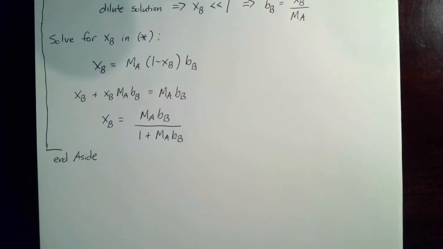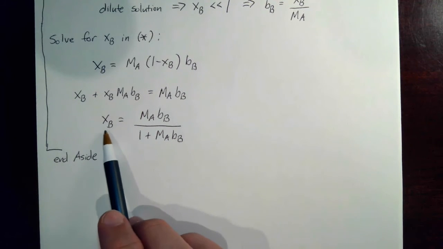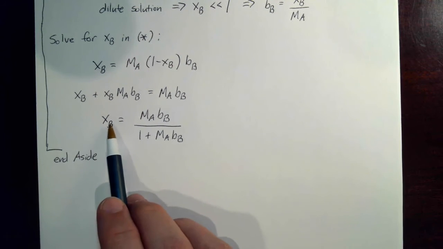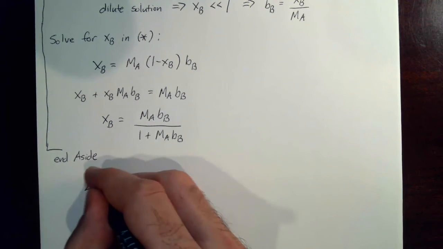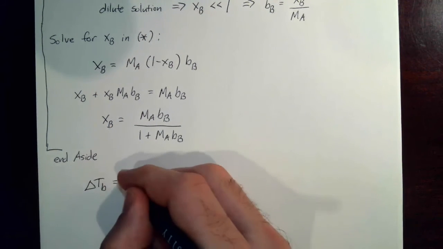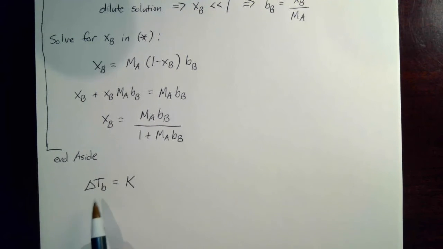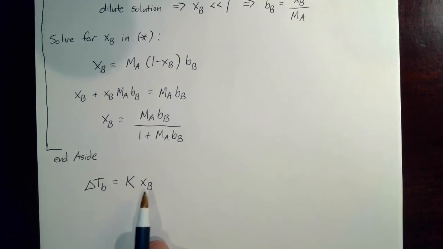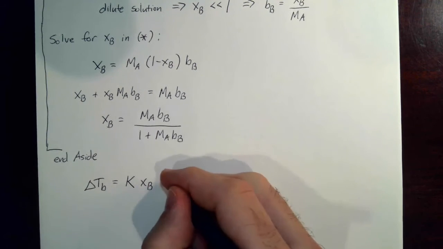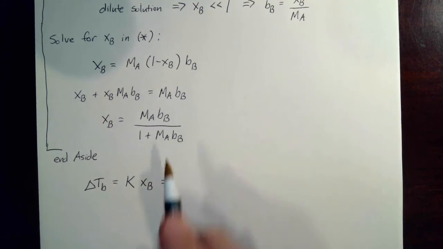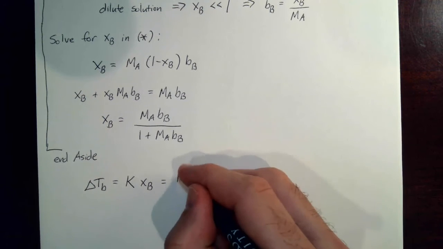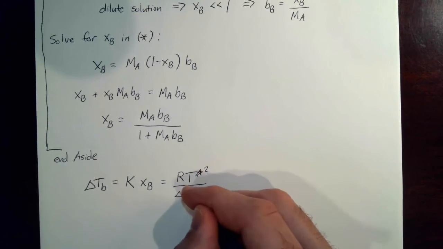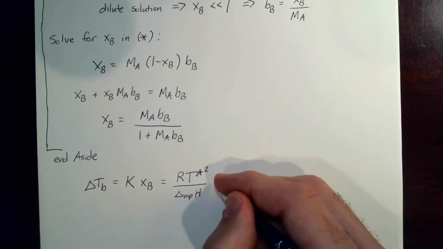All right, that's the end of my aside on molality. I wanted to get to this formula, which is relating molality to mole fraction, because mole fraction appears in our elevation of the boiling point formula that we had before. Remember, where delta T, the change in the boiling temperature, is equal to a constant times XB. So here's our mole fraction. And so this equals, remember, this is the value of K, R T star squared over the enthalpy of vaporization.